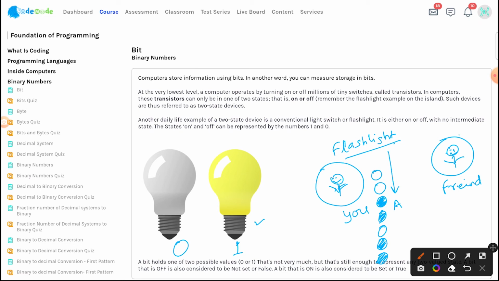That's all in this class. In the next class, I will be covering more of data storage. We will talk more about bytes in the next class, which is nothing but a group of bits.